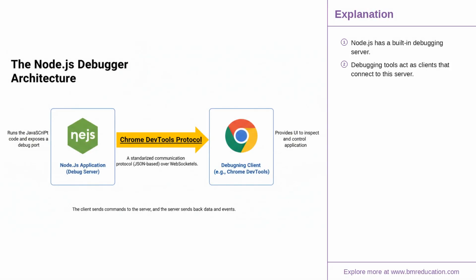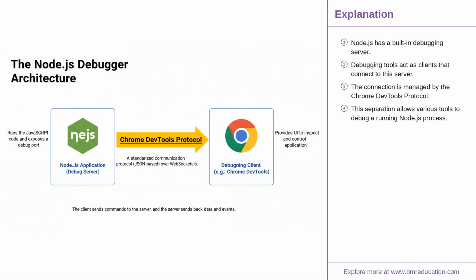So, what's the professional alternative? Node.js comes with a powerful built-in debugger that operates on a client-server model. Your Node.js application acts as the debug server, while a client, like Chrome DevTools, connects to it. This connection is made possible by the Chrome DevTools protocol, a standardized way for tools to instrument, inspect, and debug browsers and Node.js. This architecture is the foundation of all modern Node.js debugging.